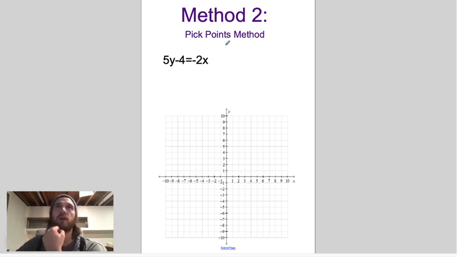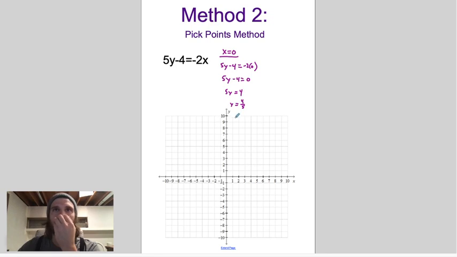Turns out 0 is a good option. All right, so pause it if you are going to work on it. Here we go. Let's pick x equals 0. For x equals 0, this equation looks like 5y minus 4 equals -2 times 0, which is 0. So you get 5y minus 4 equals 0, and 5y equals 4. If we add 4 to both sides, y equals 4 over 5.